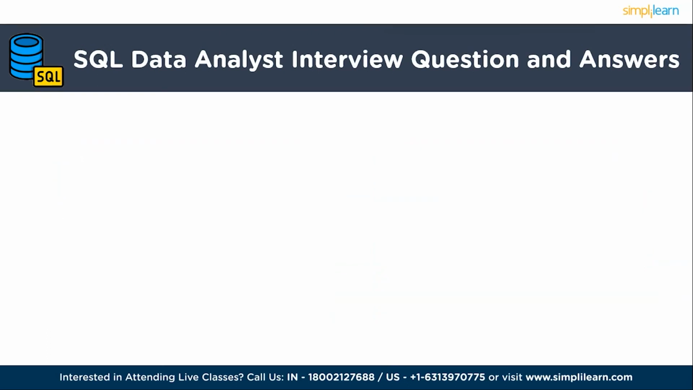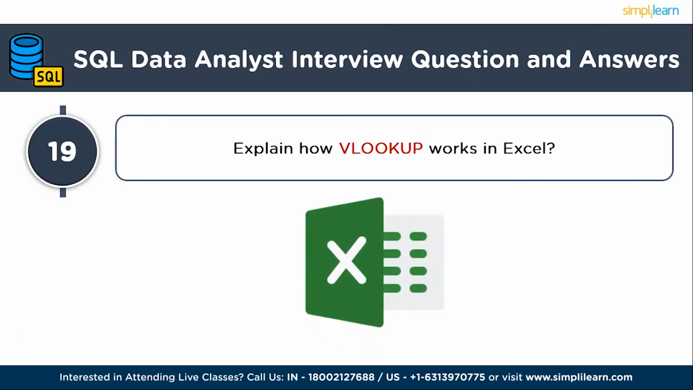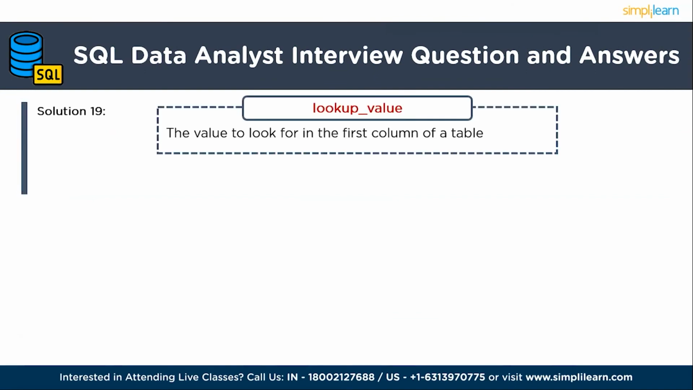And now moving on to the next question, that is explain how VLOOKUP works in Excel. So VLOOKUP, it's also a very general question. So VLOOKUP is used when you need to find things in a table or a range by row. So VLOOKUP accepts the following 4 parameters.